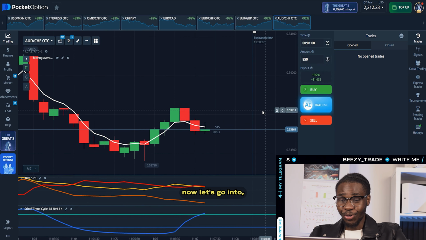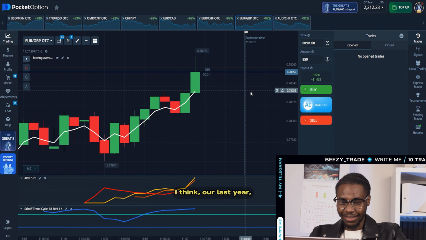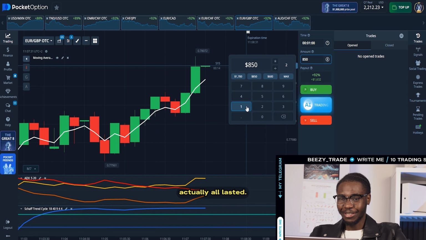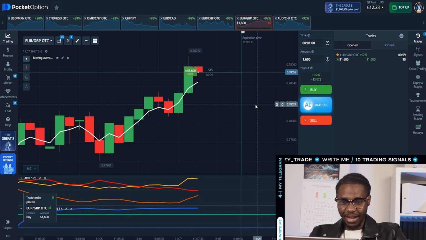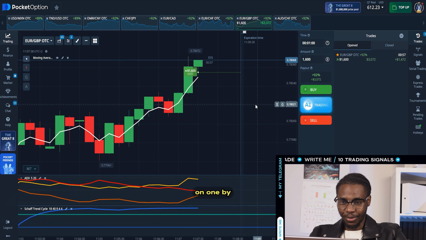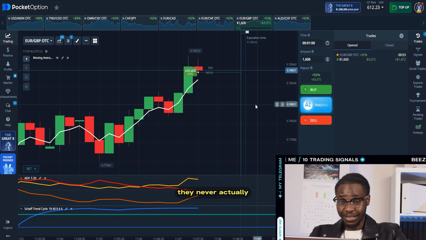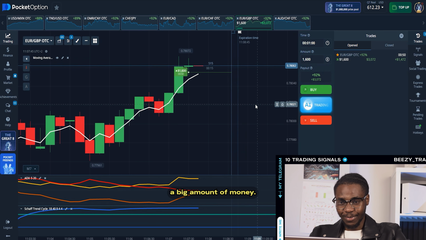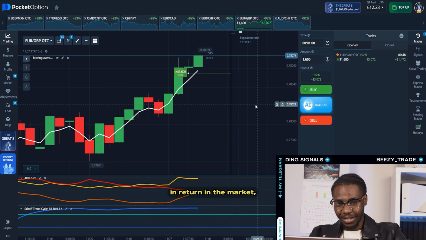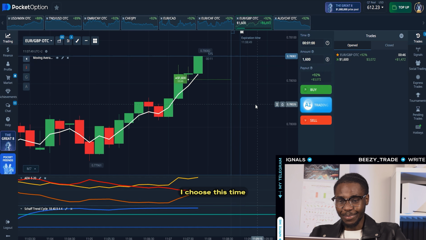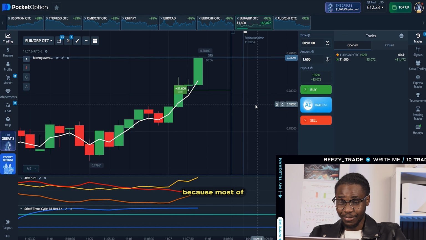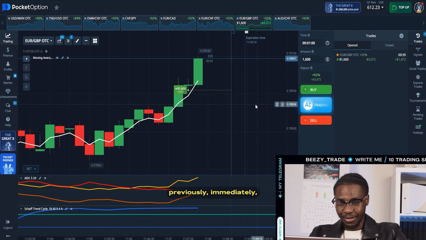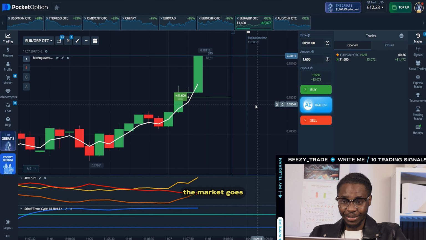So right now let's go into, I think, our last trade. I'm really excited because it's our last trade, right? Let's now increase the amount to 1,600, and then I'm going to place it on buy. We have put in a big amount of money, so expecting a lot in return. And the market, at least this time, at the entry point, is going up, because in most of the trades you have seen previously, immediately I place a trade, the market goes different ways.